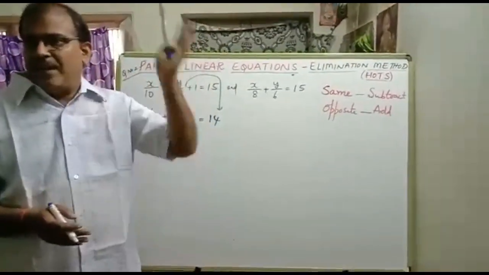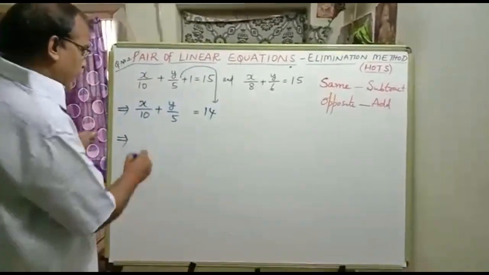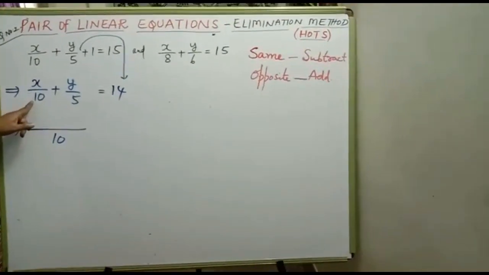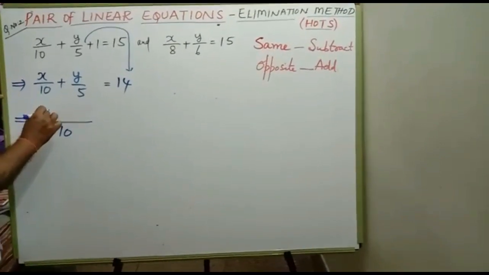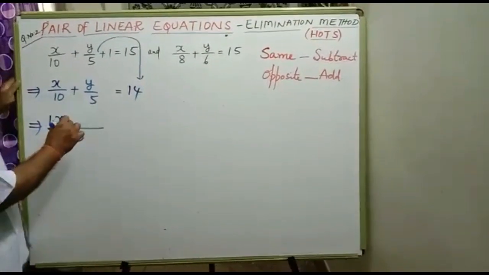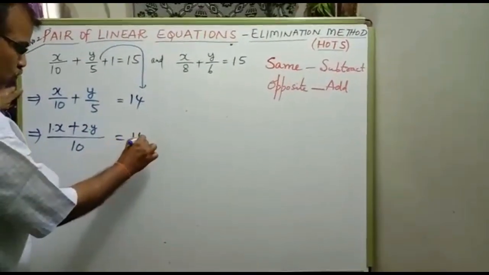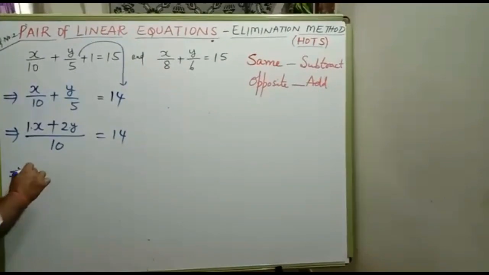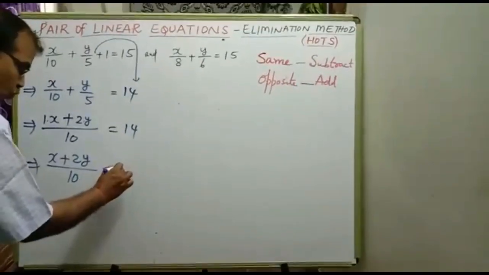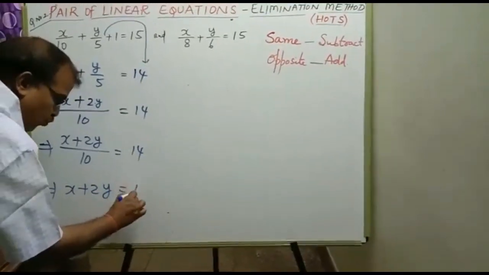No need to go for the prime factorization method. This is the basic concept. 10 divided by 10 is equal to 1, so 1 into x, like normal fractions. Plus 10 divided by 5 is 2, so 2 into y is equal to 14. That implies x plus 2y by 10 is equal to 14.